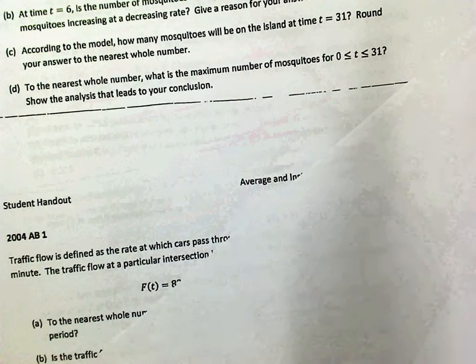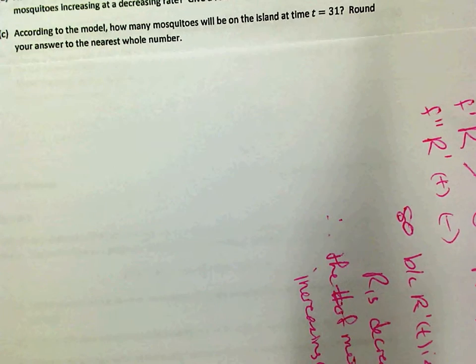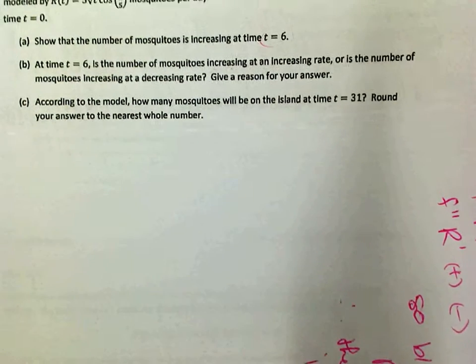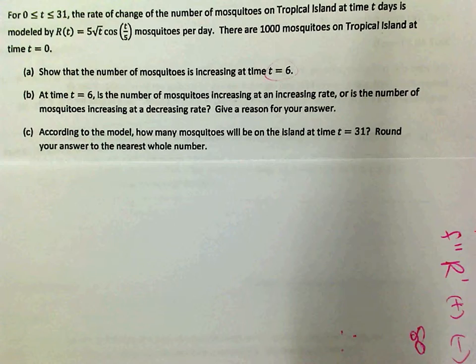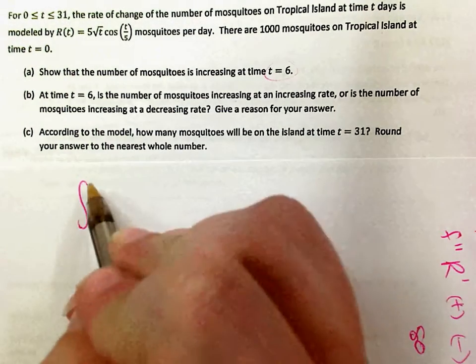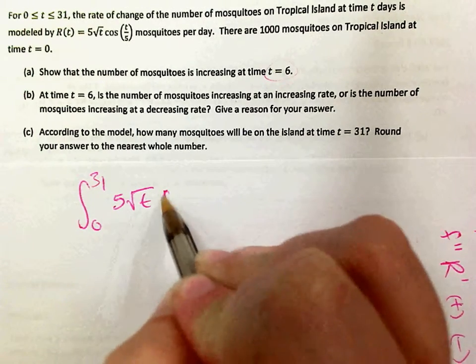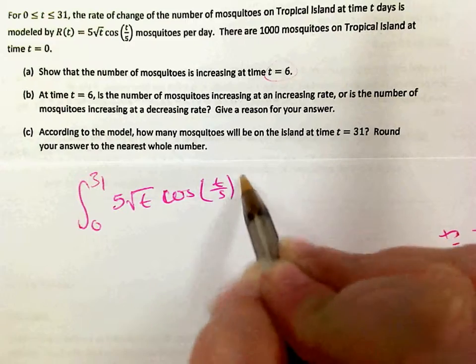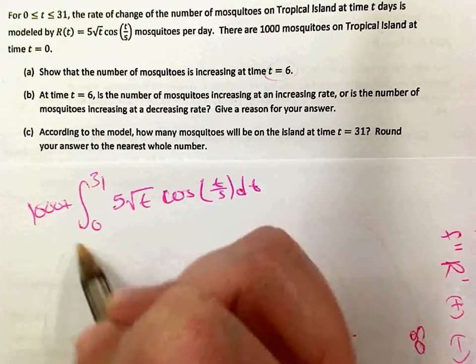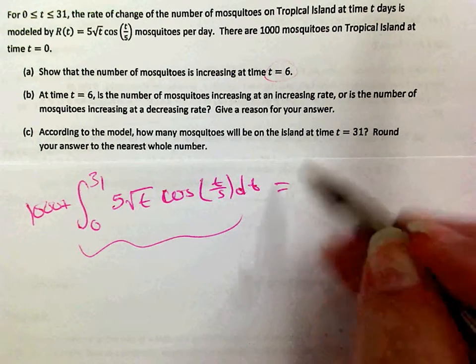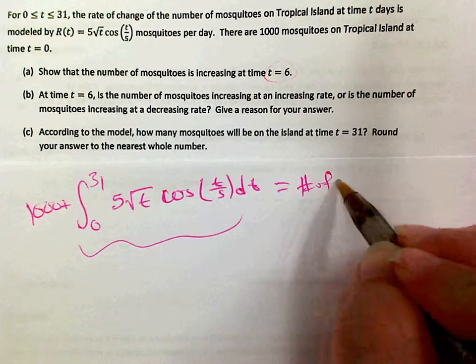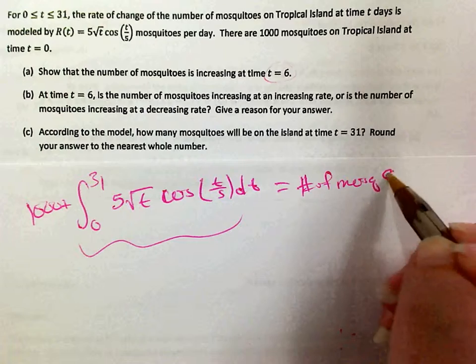According to the model, how many mosquitoes will be on the island at time 31? Round your answer to the nearest whole number. Okay, so how do you figure out how many mosquitoes will be on the island? The antiderivative of the rate from 0 to 31, right? What do I do with that? Good. Initial plus change in the number of mosquitoes equals final. So the number of mosquitoes at time equals 31. We're good, right?